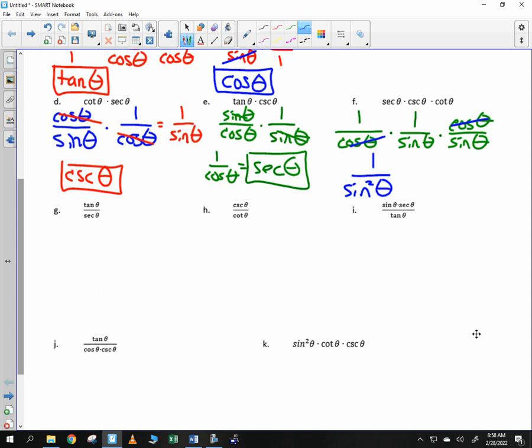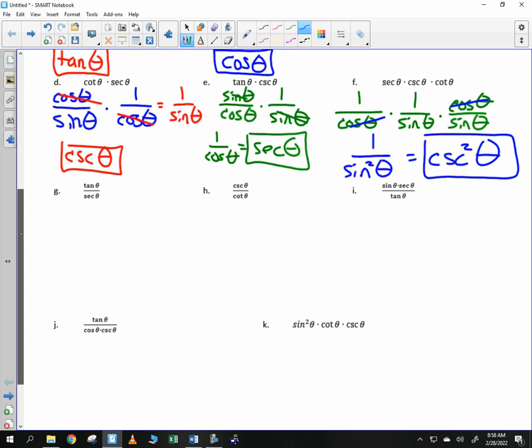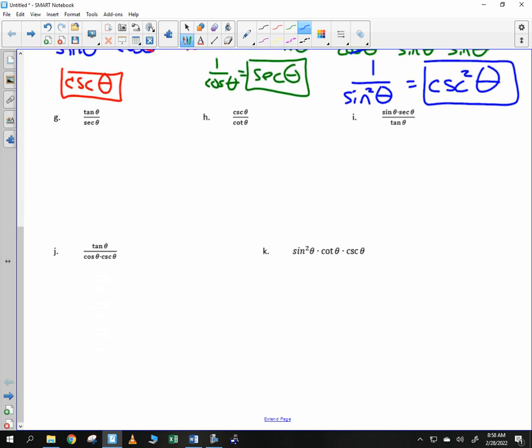You've seen that this is similar to what we wrote before. If it was just 1 over sine, what would you write the answer as? 1 over sine is the same as cosecant, so 1 over sine squared is cosecant squared of theta. Excellent work. What's different about letter G?